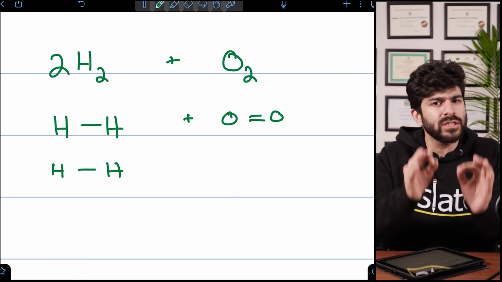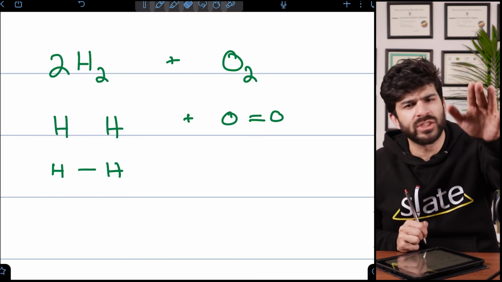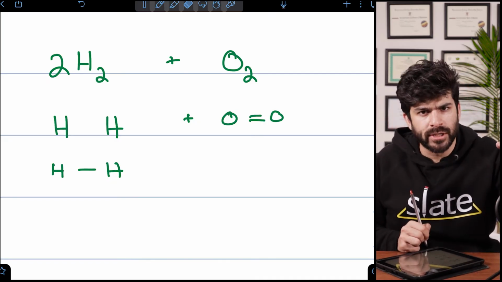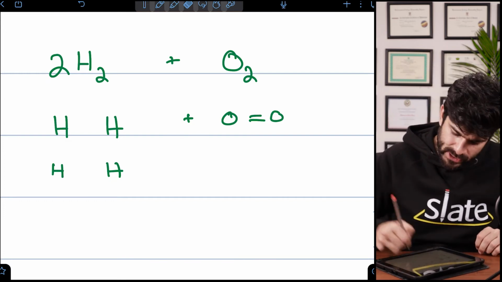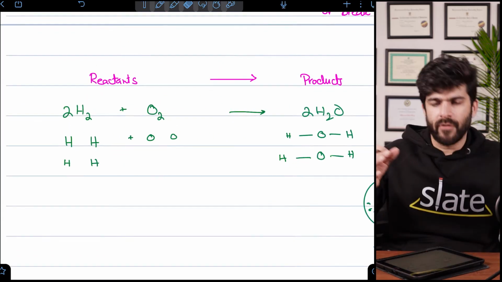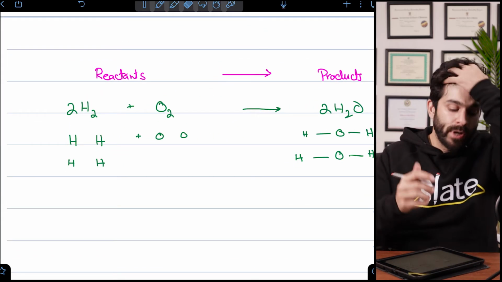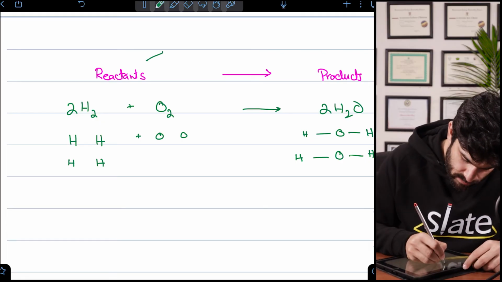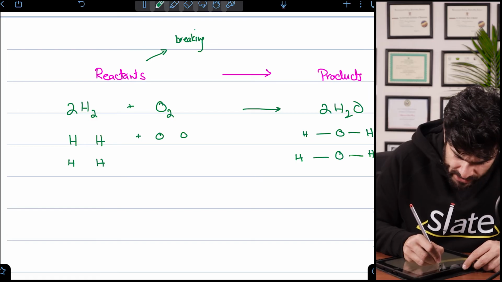But initially, I just cannot mix these up. I have to first break the bonds. Broken this bond with whatever the hydrogen bond energy is. Broken this bond, so twice of that energy. Broken this double bond. Now we have something. So in the reactants, we are always breaking the bonds.